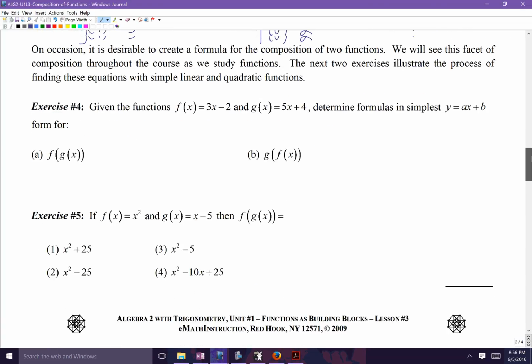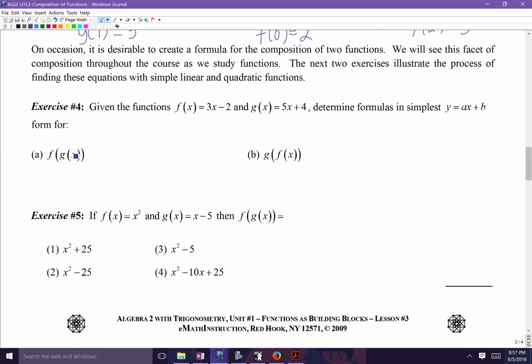Okay, so now we're going to get a little bit trickier. Now I have two different functions again. I have an f function and a g function. The f function is 3x minus 2. The g function is 5x plus 4. And they want us to do a composition of functions on there. So again, we're going to do the same process, just a little bit more arithmetic involved.